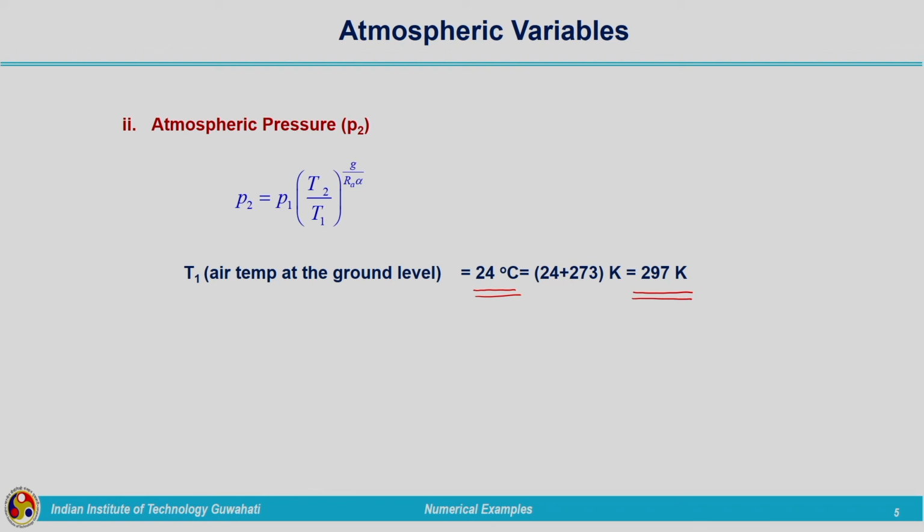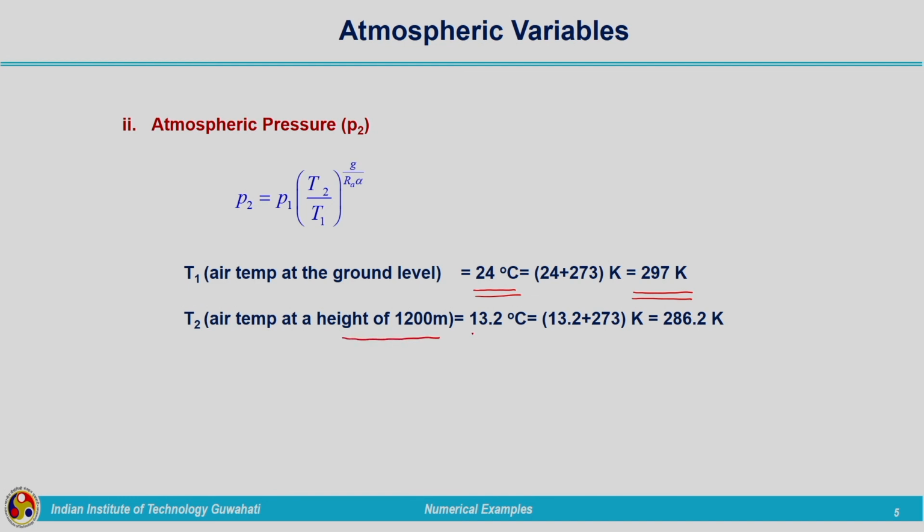Now coming to T2, the air temperature at a height of 1200 meters, that we have calculated already by using the lapse rate equation. It is 13.2 degrees Celsius, equivalent to 286.2 Kelvin. And we are going to substitute in this particular equation. So, after substituting that, we will get the value corresponding to atmospheric pressure at section 2 or at an elevation of 1200 meters.